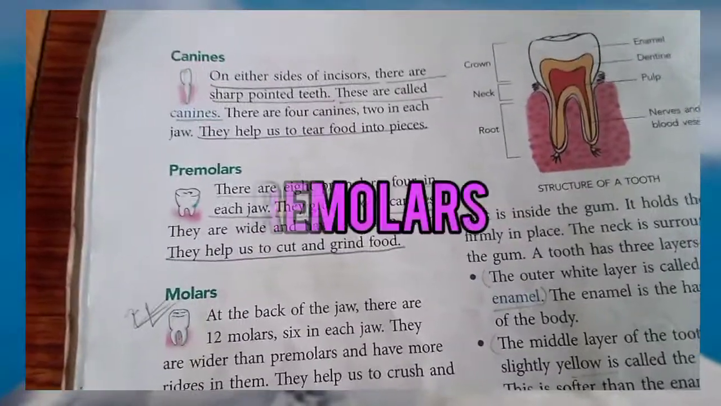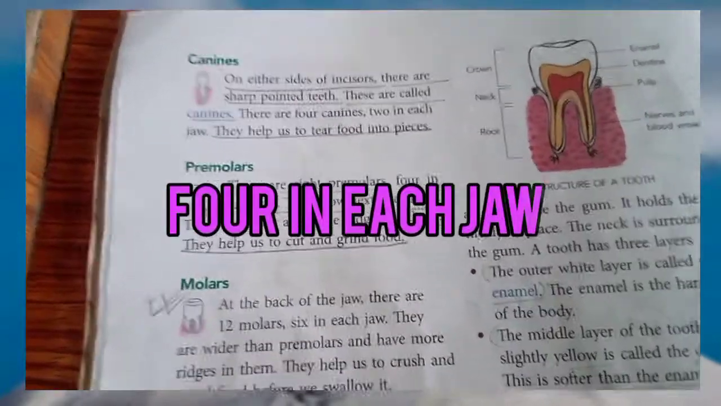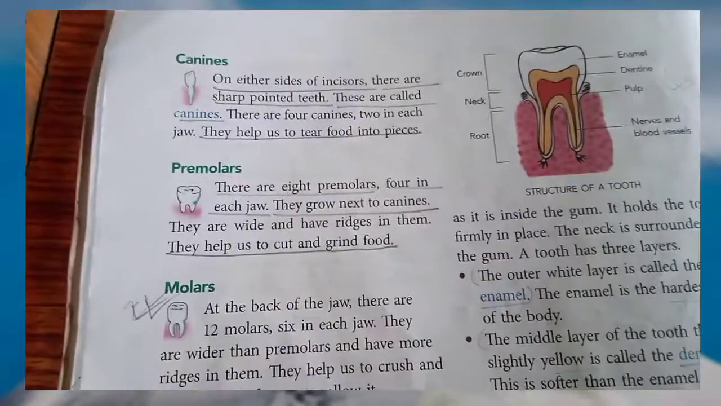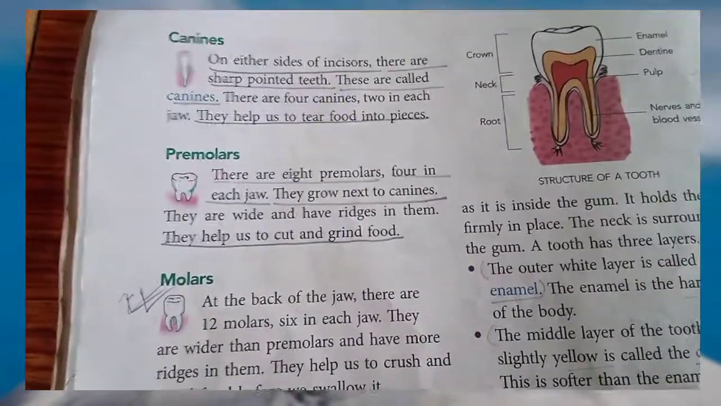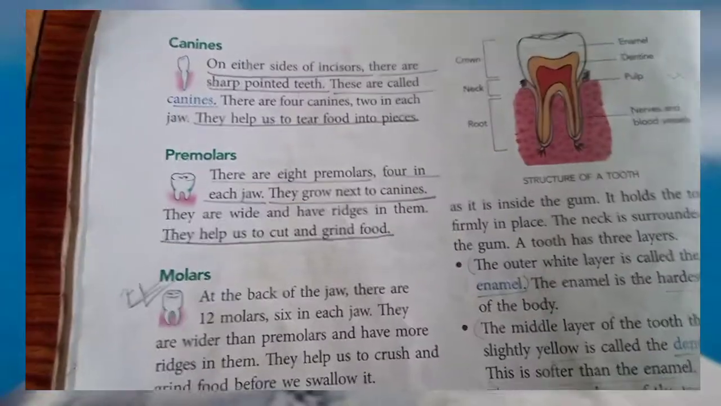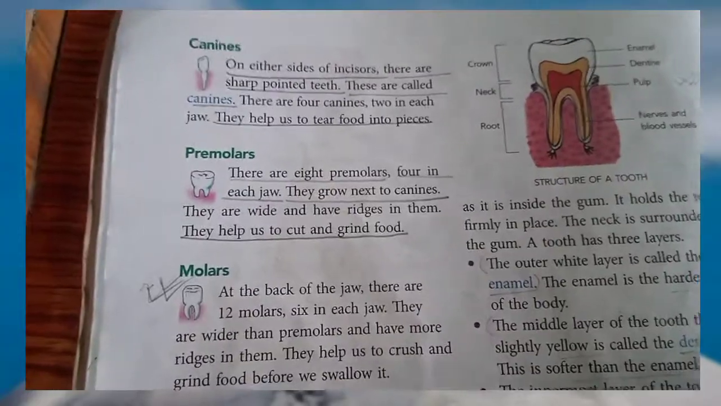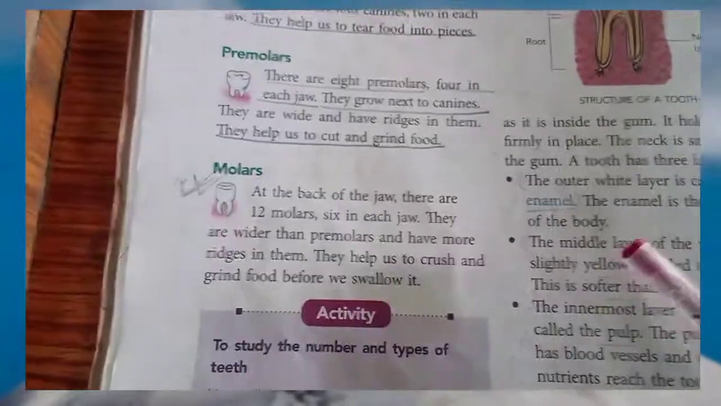The premolar is what? There are 8 premolars, 4 in each jaw. They grow next to the canines. They are wide and have ridges in them. They help us to cut and grind the food.